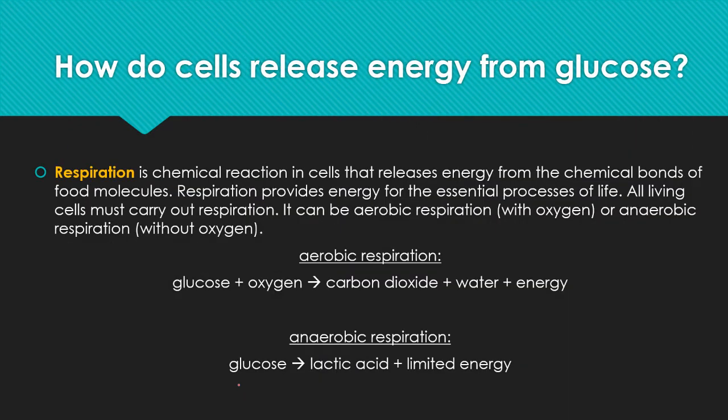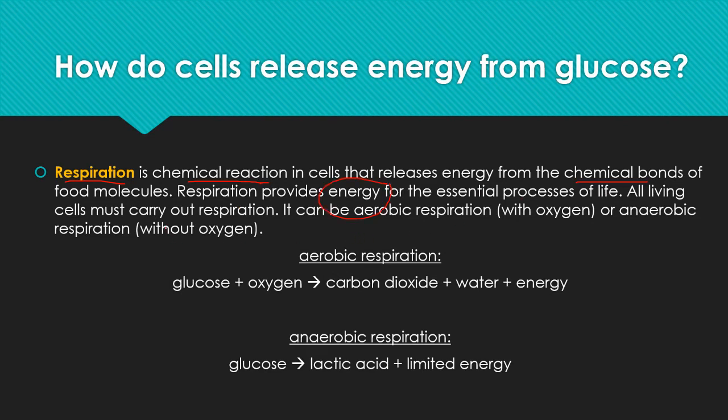How do our cells release energy from glucose? Our cells do this via a process called respiration. Respiration is a really important process for all living things because all cells carry out respiration. So respiration is a chemical reaction in cells that releases energy from the chemical bonds in food molecules. Respiration provides energy for the essential processes of life.